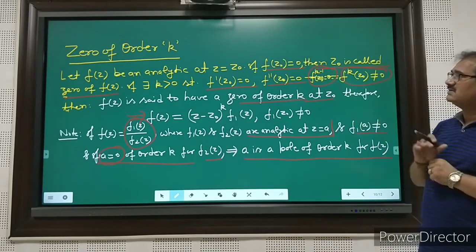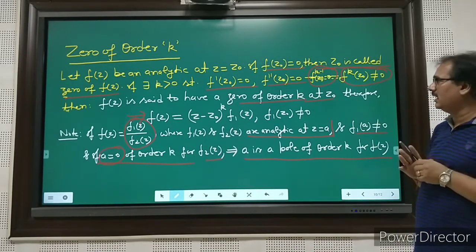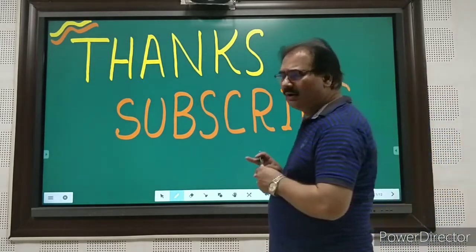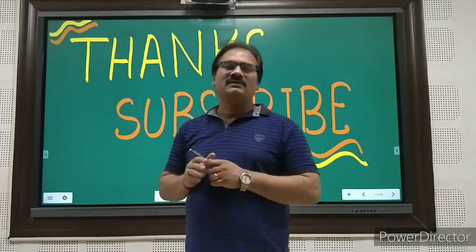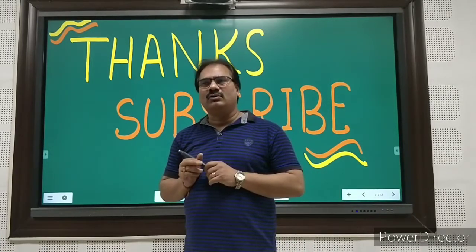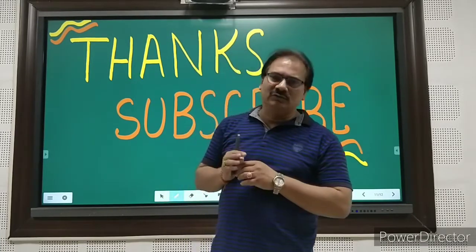So this is the zero of order k, and in this way I think we have already completed this part, the classification of singularities, and in the next lecture I will try to discuss the residue and residue theorem.